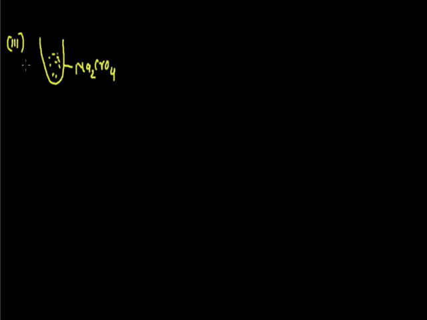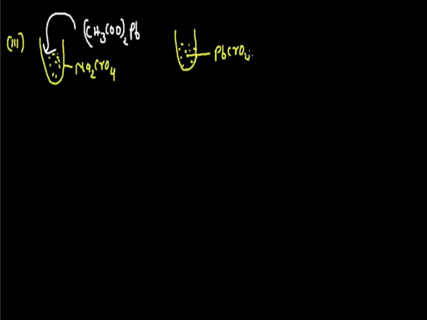In that test tube we are adding lead acetate solution. The observation after the reaction between lead acetate and sodium chromate is a yellow precipitate of lead chromate, PbCrO4. It gives the precipitate.